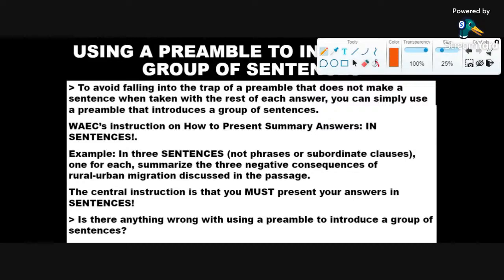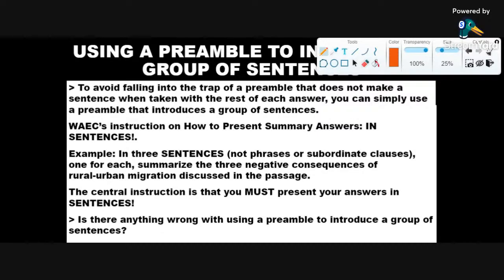And where your answers are presented in sentences, nobody in his right senses is going to take each sentence and combine it with your preamble, because that is not the kind of preamble that requires this kind of analysis. Where you create a preamble that already embeds part of your answer within it, to help you make your answer acceptable, then it should be taken with the preamble.